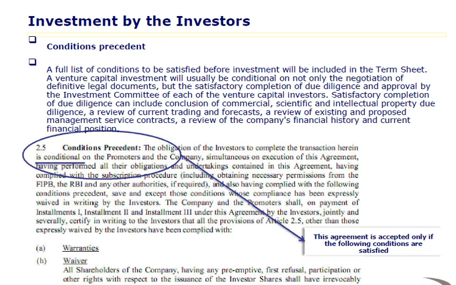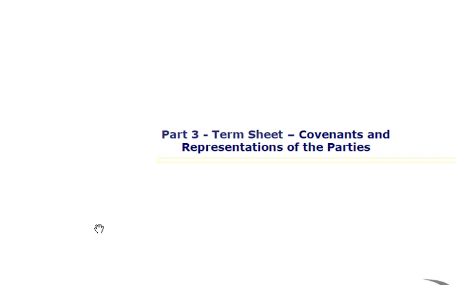Then we have the conditions precedent. A full list of conditions to be satisfied before the investment is included in the term sheet. Venture capital investment is usually conditional, not on a negotiated basis. The agreement is accepted only if the following conditions are satisfied. This will be different for different deals. Let's say the waiver, or the promoter, it is a conditional one, and the promoters of the company, simultaneously on the execution of the agreement, have performed all the obligations as well.